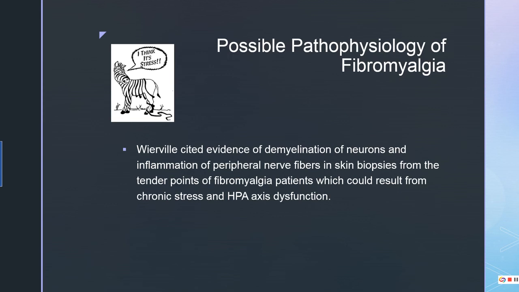Weierville cited evidence of demyelination of neurons and inflammation of peripheral nerve fibers in skin biopsies from the tender points of fibromyalgia patients, which could result from chronic stress and HPA axis dysfunction.